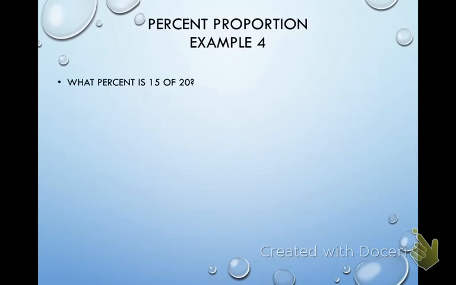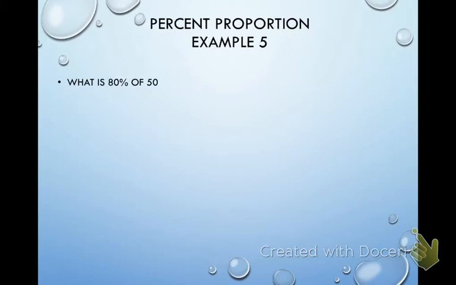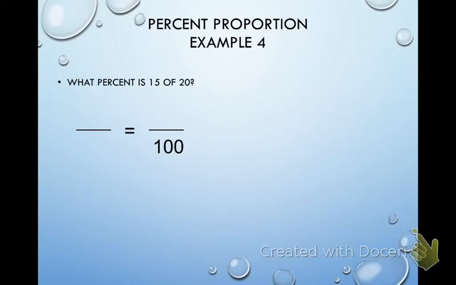Here we go. What percent is 15 of 20? Okay, so we're going to go ahead and identify what percent. Oops, sorry, we have a ton of examples. We have 5 examples. So remember, we're going to use is over of equals percent over 100. So I've already got my part of my proportion set up. Remember, this is the percent, this is, and this is of, correct? So let's go ahead and put in our numbers.